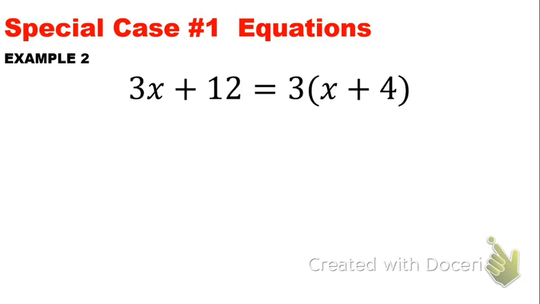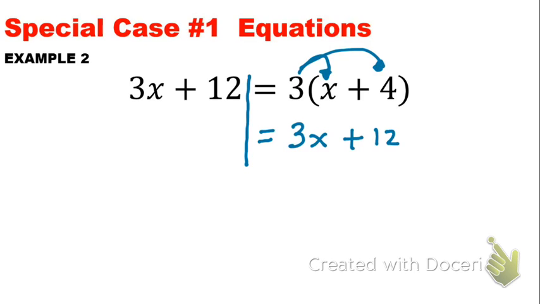Okay, so now we'll go ahead and start with our special cases of equations. This is example 2. Step 1, as stated before on the previous example, is to distribute. So let's distribute on the right side: 3 times x and 3 times 4. That leaves us with 3x plus 12.